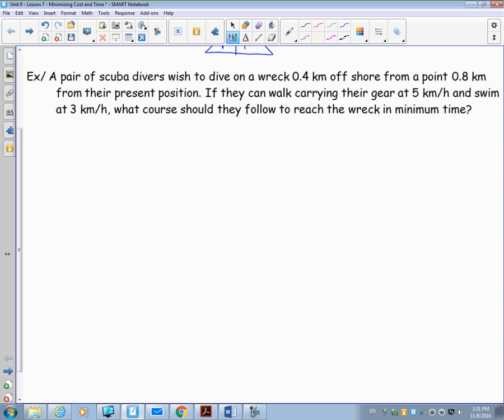We have a pair of scuba divers wishing to dive on a wreck 0.4 kilometers offshore from a point 0.8 kilometers from their present position. So we have a little bit of a diagram right here. Say this is the shore, and here's the wreck. They're down here, 0.8 kilometers downshore from the wreck. We know the wreck itself is offshore, so that distance there is 0.4 kilometers, and this makes a right angle here.